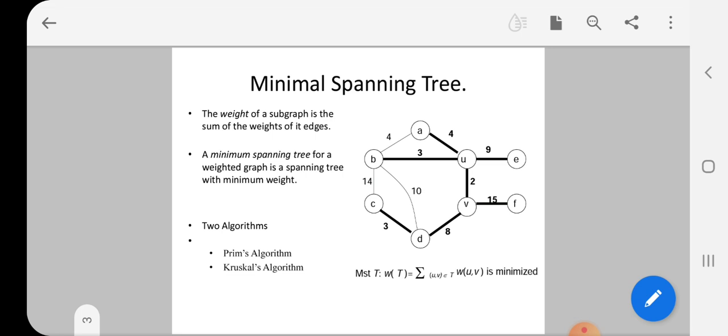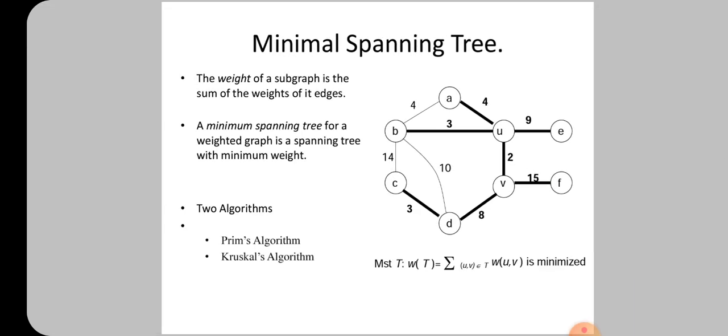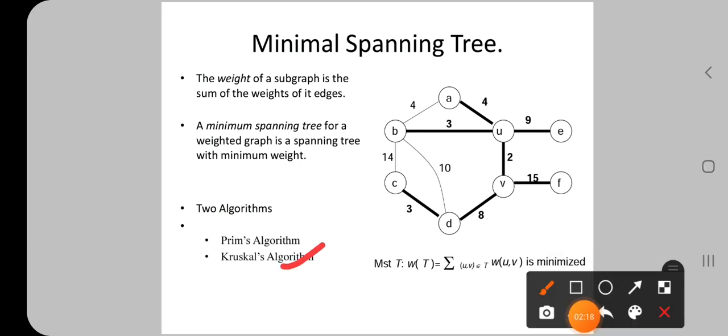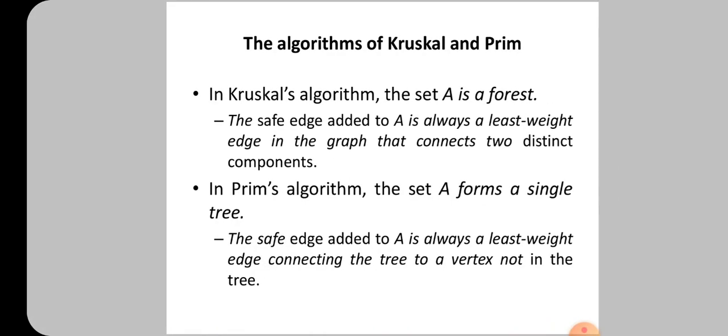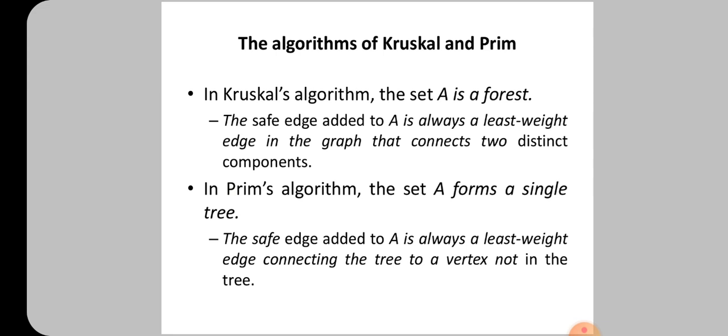There are two algorithms used to construct this minimum spanning tree. One is Prim's algorithm and the second one is Kruskal's algorithm. Here the MST, the minimum spanning tree's weight, is always minimized. Then the algorithms of Kruskal and Prim.